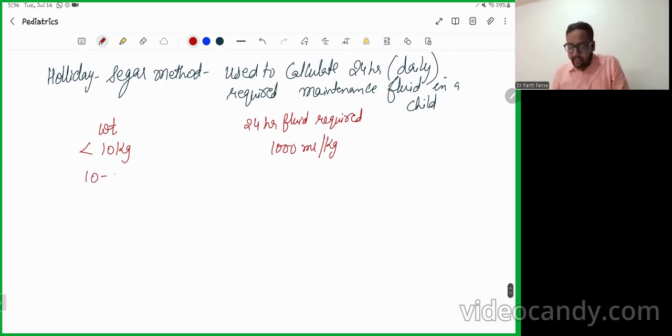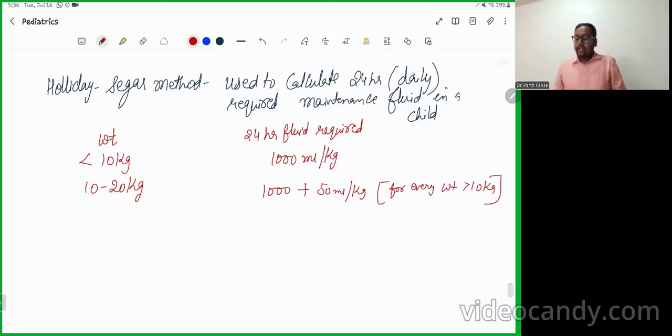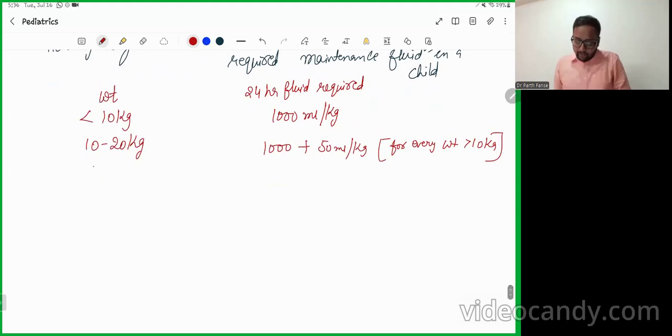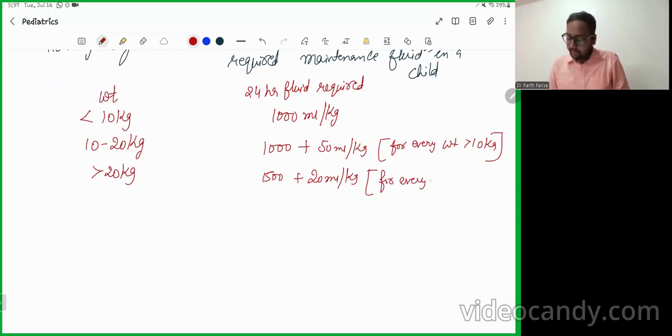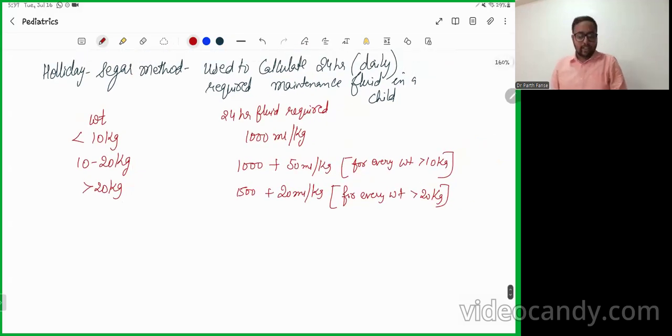If the weight of the child is between 10 to 20 kg, maintenance fluid will be 1000 plus 50 ml per kg for every kg of weight greater than 10 kg. If the weight of a child is more than 20 kg, it will be 1500 plus 20 ml per kg for every kg of weight greater than 20 kg. Am I done with this thing?